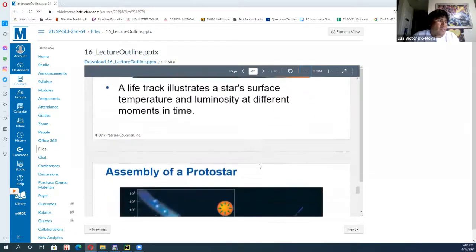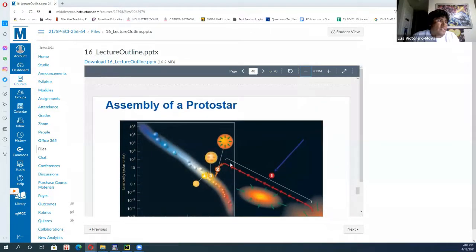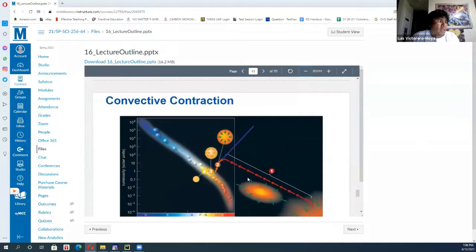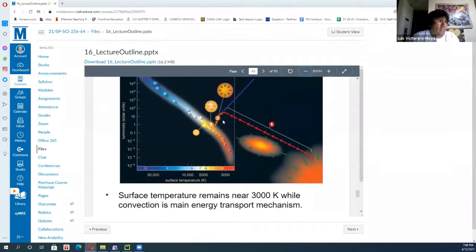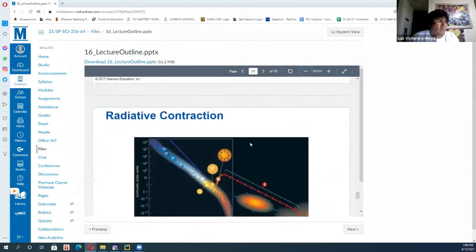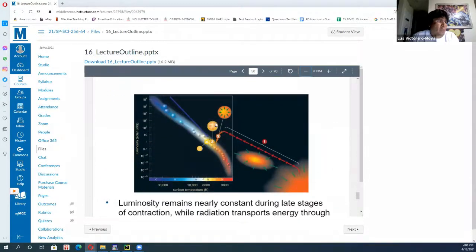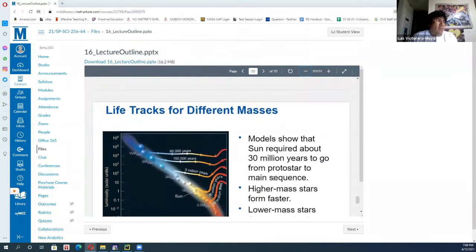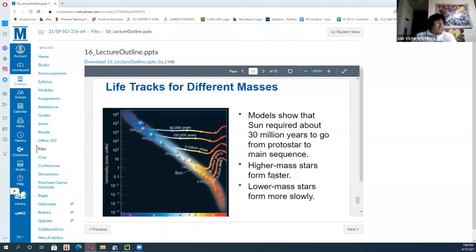In fact, let me show you that. So this is the assembly of a protostar, all right? This is the contraction here. 3000 kelvins around here. And then 4000 kelvins will be around here, right? But let me show you this slide. There you are, that's the one. So this slide is very important because it shows you the track for stars of different masses.